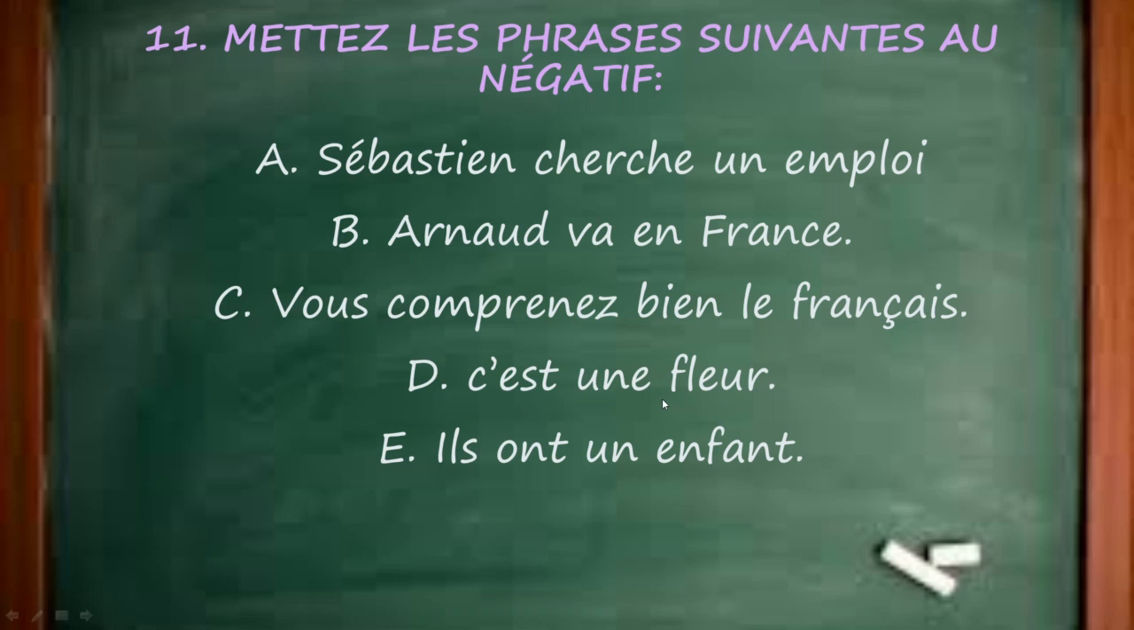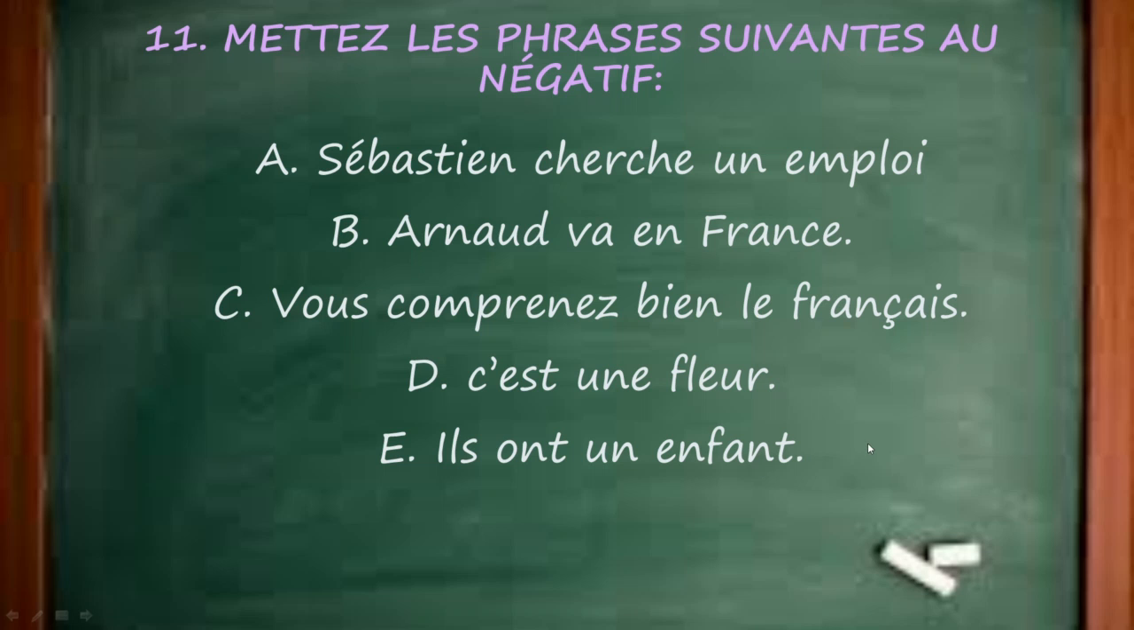It's not a flower. So the last one, ils ont un enfant. The verb avoir is conjugated here, so be careful, it's not the verb être. Only for the verb être do we not change this. For avoir, we change this un to de. And here we have a vowel, so it will be d apostrophe. And n apostrophe, we won't use ne here because o is a vowel. So, ils n'ont pas d'enfant. They don't have any children. Ils n'ont pas d'enfant.